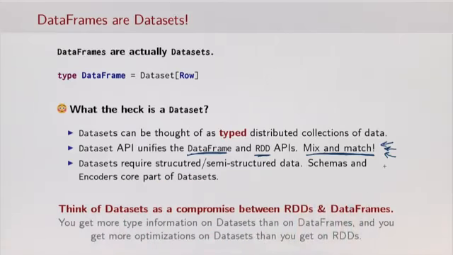Another way to think of datasets is to think of them as a compromise between RDDs and data frames. So on the one hand, you get more type information with datasets than you did on data frames, but on the other hand, you get more optimizations on datasets than you got on RDDs. So Spark was able to do a few simple optimizations on RDDs, like some pipelining optimizations, but it couldn't do all of the cool stuff that the Catalyst optimizer could do. So datasets get some of those optimizations, while having that nice flexible functional API as well.